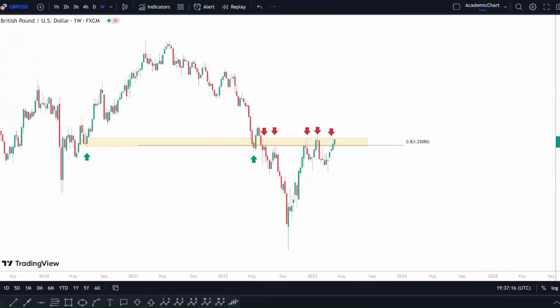Starting from the weekly chart, as you can see, price created a lower low with an impulsive downtrend and then reversed to the 50% Fibonacci level as well as the resistance zone as its corrective structure.